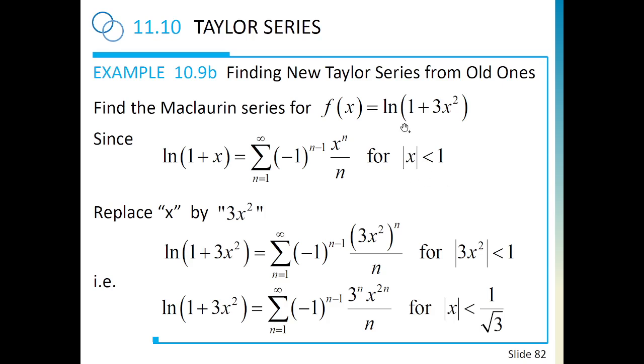Now I need a series for ln of 1 plus 3x squared. So I will replace x by 3x squared everywhere. So I'm replacing x by 3x squared. The x that is here becomes 3x squared, and obviously the x that is here becomes 3x squared. Need to be consistent. I need to replace it everywhere. So I have a new series, and I have the radius of convergence. If I do the work, I'll get the radius of convergence of 1 over radical 3. So it's very important to replace x everywhere.